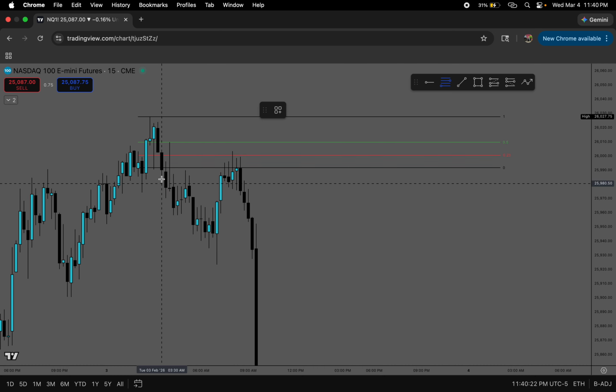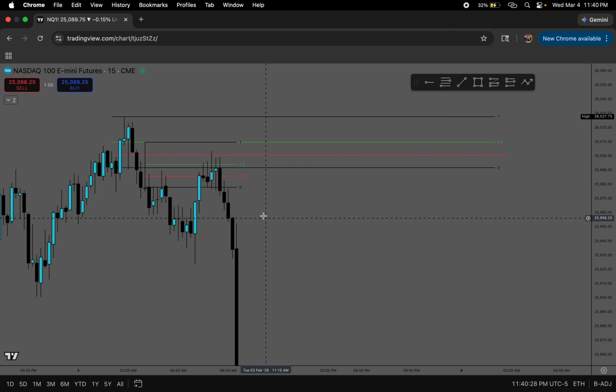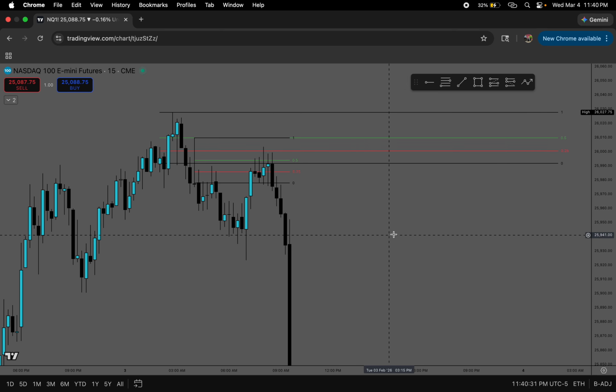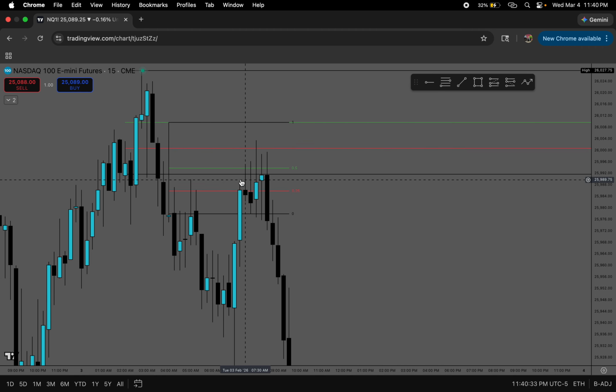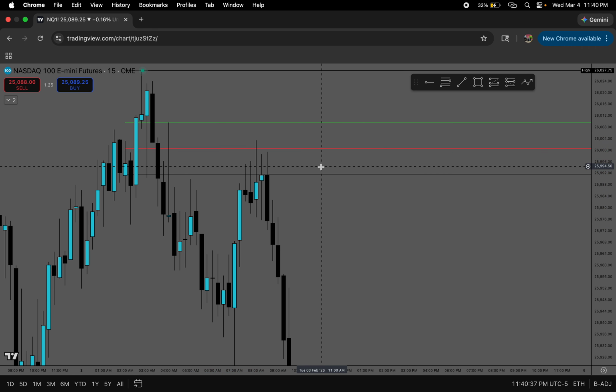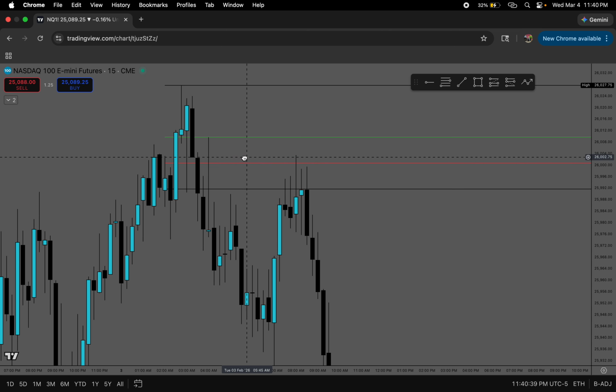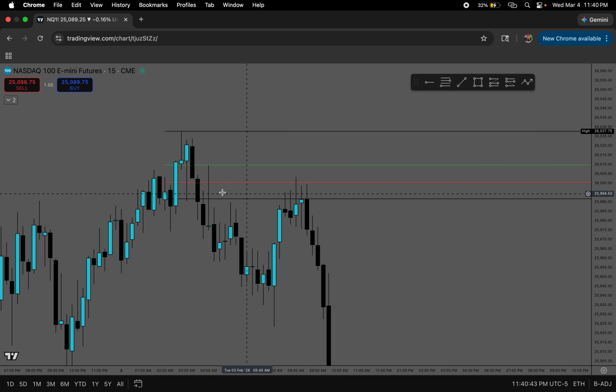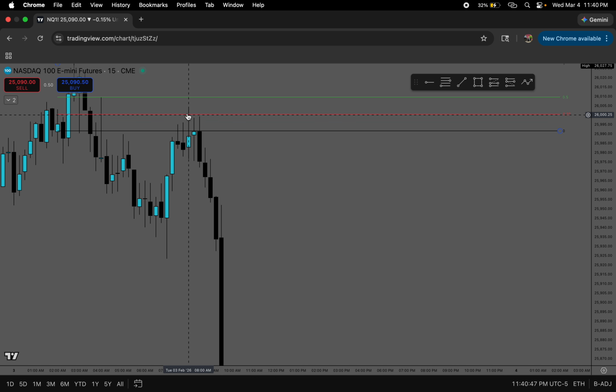And you could see another rejection right here. And you could have waited for something like that, or you could have used this. This would have been the tap into the rejection wick. Or no, wait, was it this? It was the 0.25. Yeah, it was this one. Okay.